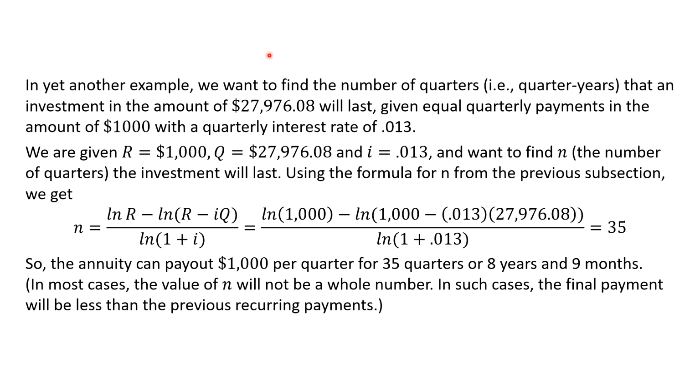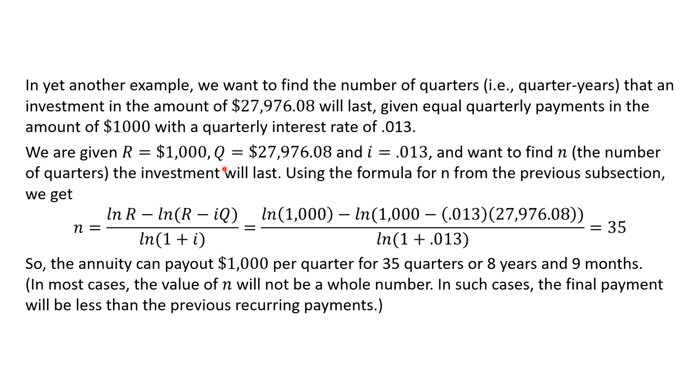We have one more example on this topic. We want to find the number of quarters that an investment in the amount shown here will last, given equal quarterly payments of $1,000 and a quarterly interest rate of 0.013. I didn't bother giving you the annual rate and dividing by 4. I just gave you the quarterly rate directly. So we have R is 1,000. Q is this 27,000, almost 28,000. And then I is 0.013. And we want to find N.